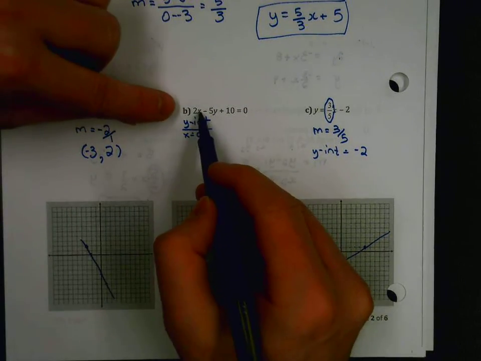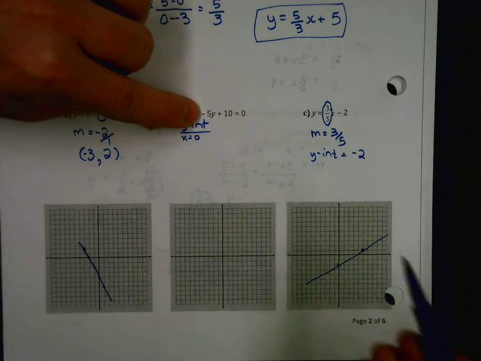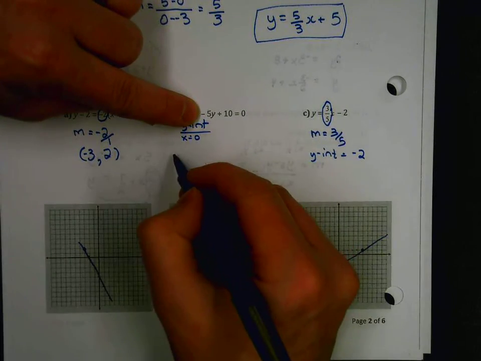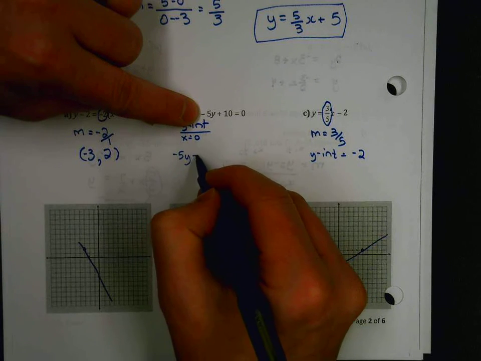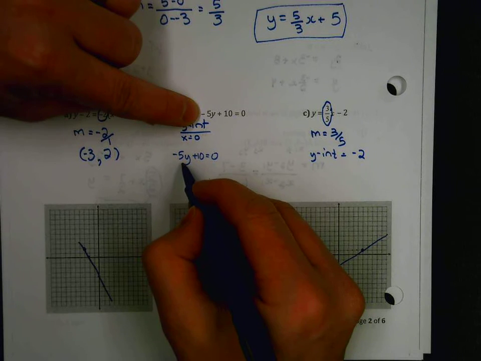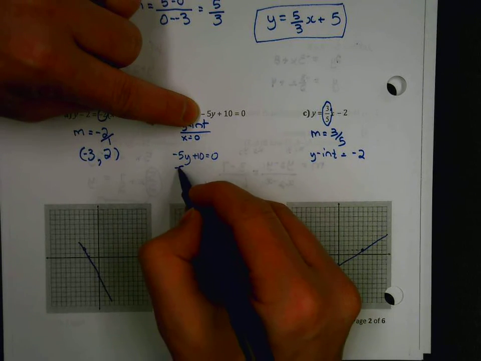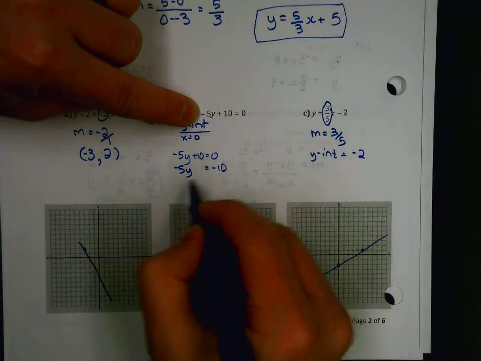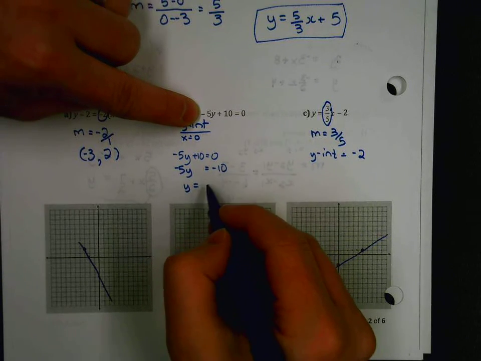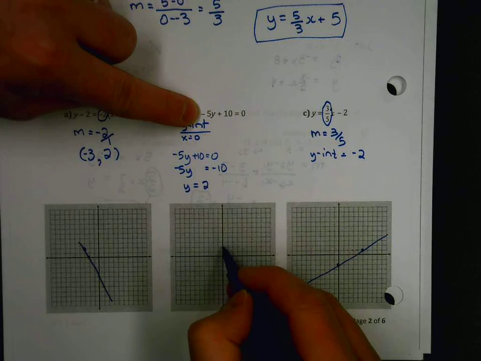If the x value was a 0, then the first term would wipe out because 2 times 0 is 0. And so we have a negative 5y plus a 10 equals 0. If we rearrange this, we can subtract a 10 over to the left side and divide both sides by a negative 5. Negative 10 divided by negative 5 is a positive 2.